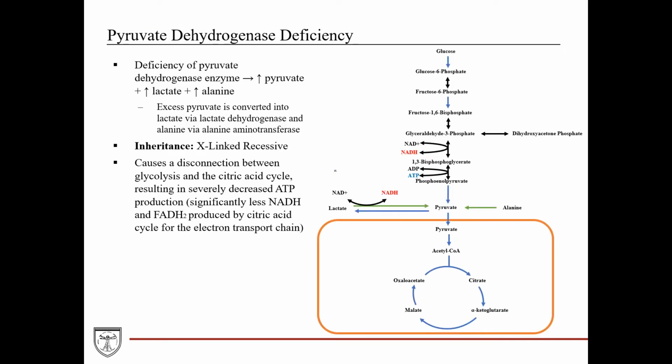All right, so now that we've gone through the citric acid cycle and the electron transport chain, we're going to go over some clinical pearls relevant to both of these processes. So first we'll talk about a metabolic disorder called pyruvate dehydrogenase deficiency.